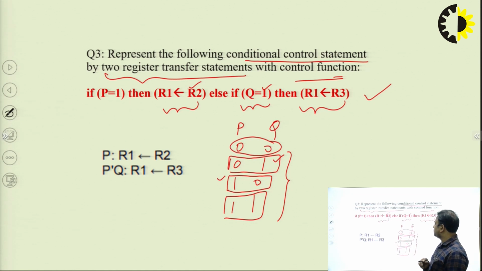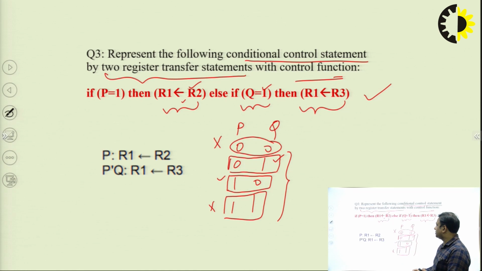If P equals 1, then this statement should be executed. If P equals 1 and Q equals 1, this is not a feasible condition for this statement, because at a time both cannot be active, right? So this is not feasible. That means this should not execute and this should not execute.